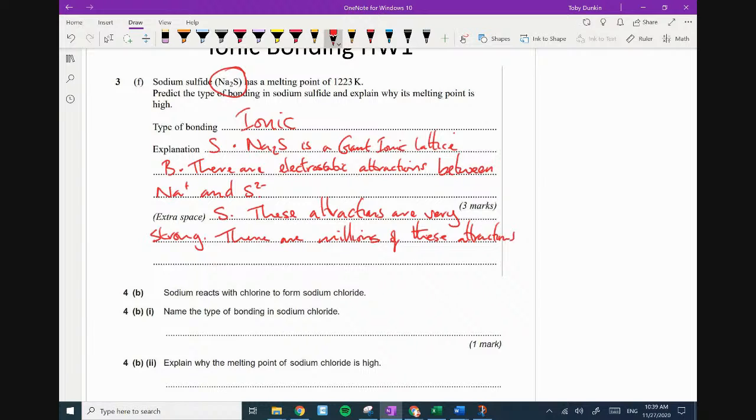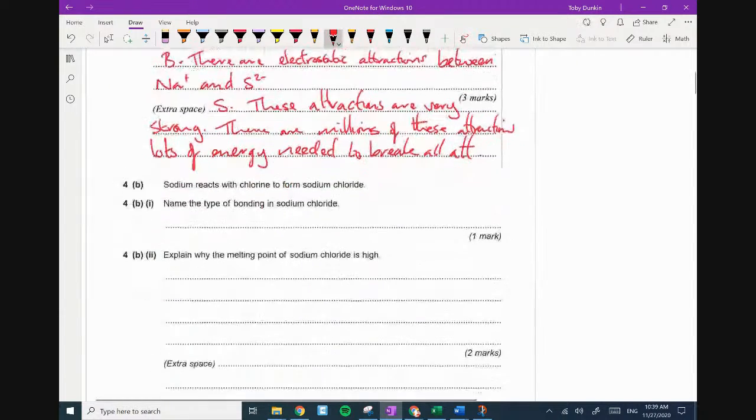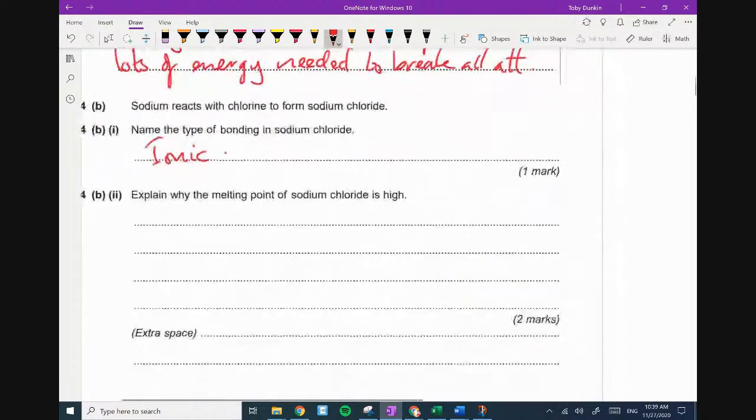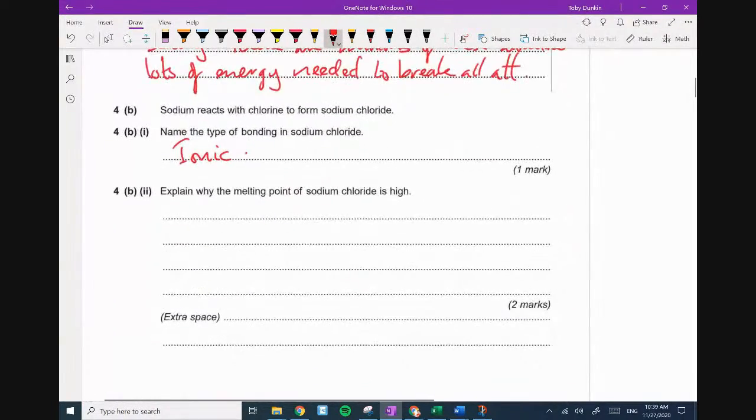These attractions. Lots of energy needed to break all attractions. I like it. Next, sodium reacts with chlorine. Name the type of bonding in sodium chloride. It's ionic.